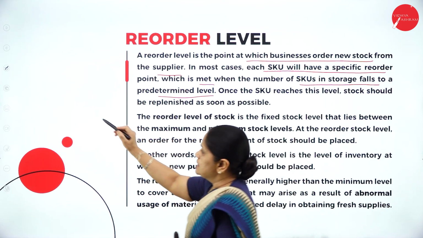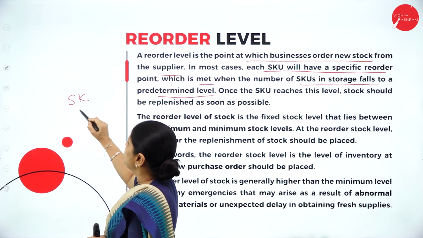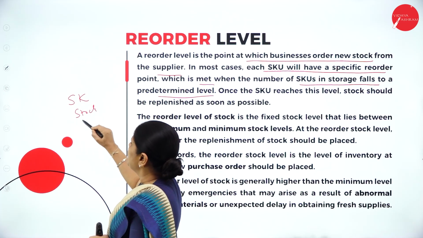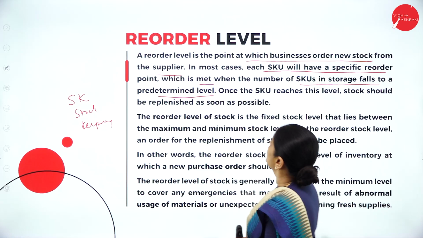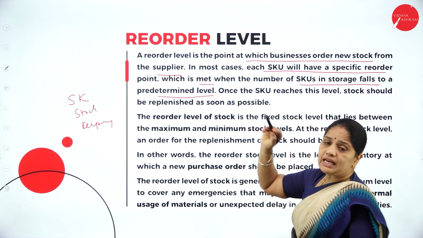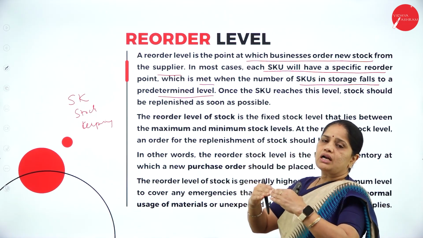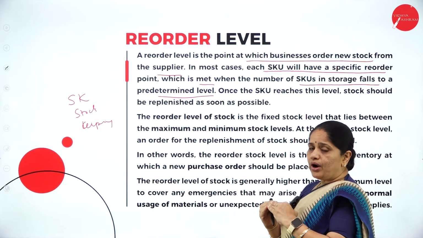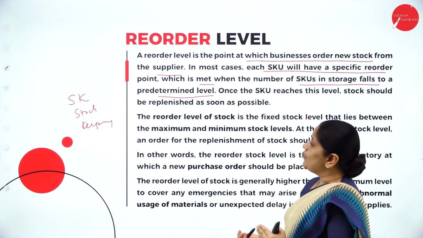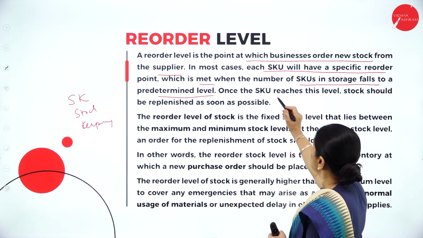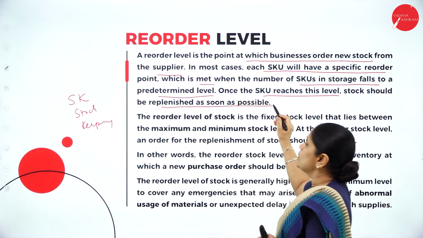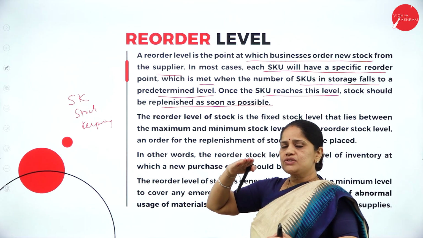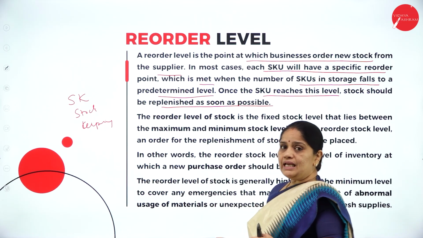So, what is this SKU? SKU means stock keeping units. Stock keeping units in the organization will have a specific reorder point. When the stock level reaches a specific point, then it will be time for reorder. Once the SKU reaches this level, stock should be replenished as soon as possible. So, when the stocks fall to a certain level, they have to be replenished.